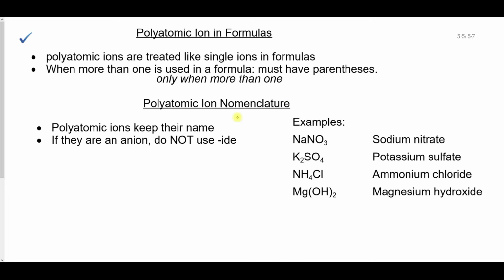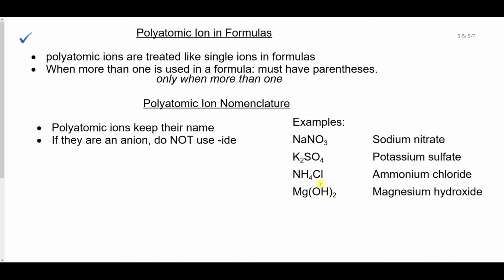When we use polyatomic ions in formulas, we just treat them like single ions. We're still going to cross over to write the formula, and if we have more than one, we're going to put it in parentheses. We only use that when we have more than one. For example, we have sodium nitrate here. Nitrate is a polyatomic ion, but there's only one, so no parentheses.